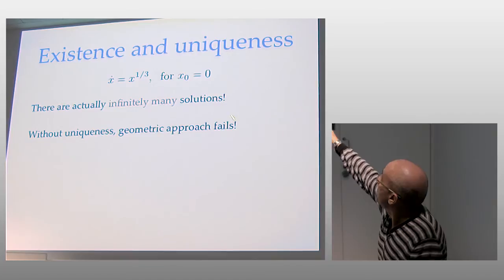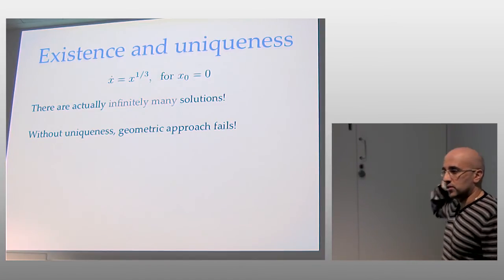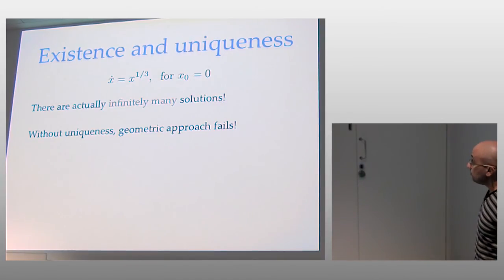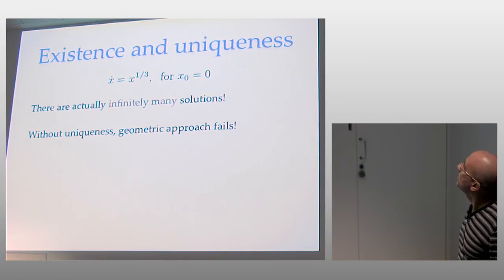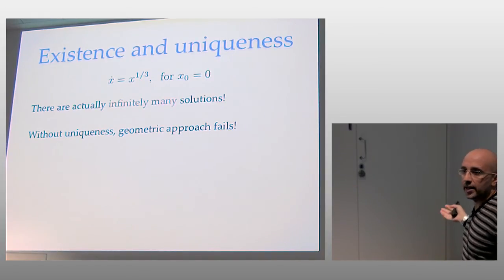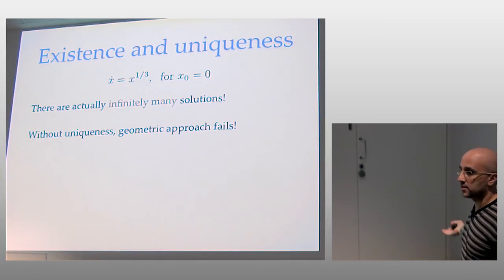So there are infinitely many solutions by combining the two solutions that I showed you before. You can really show it. But without uniqueness, this whole geometric business that I told you fails, doesn't take us anywhere. So we should try to avoid this kind of scenario like the plague.